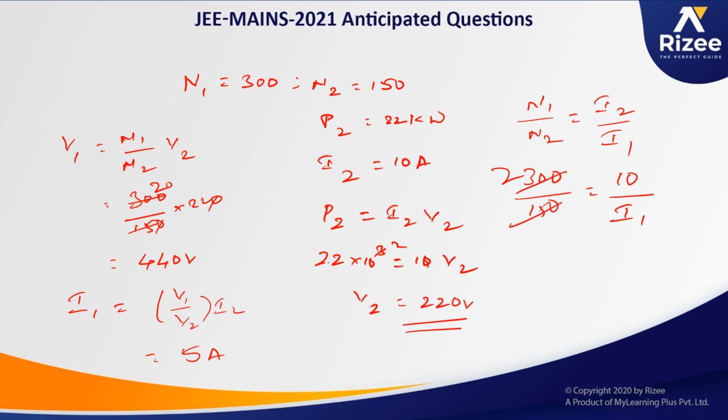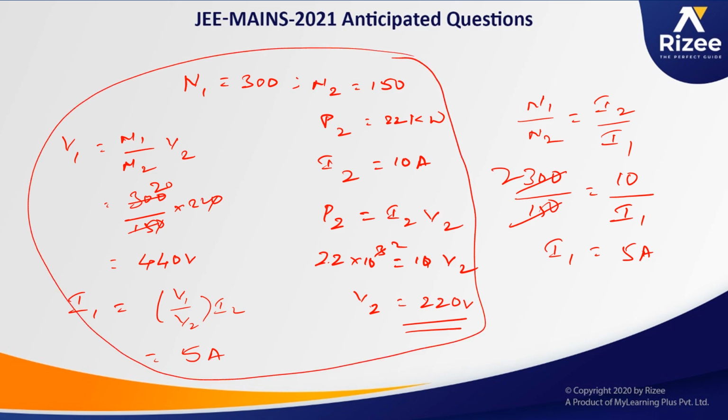So what I initially did is a lengthy process. This can be done directly like this in two steps. I went through all these lengthy steps to show you all the values that we can use in transformers.